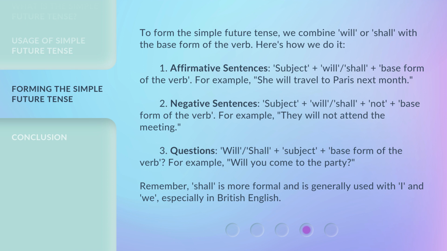2. Negative sentences. Subject plus will, shall plus not plus base form of the verb. For example, they will not attend the meeting. 3. Questions. Will, shall, plus subject, plus base form of the verb. For example, will you come to the party? Remember, shall is more formal and is generally used with I and we, especially in British English.